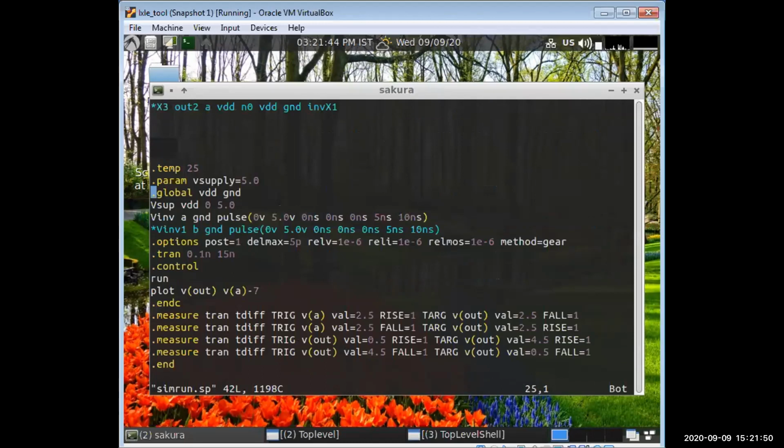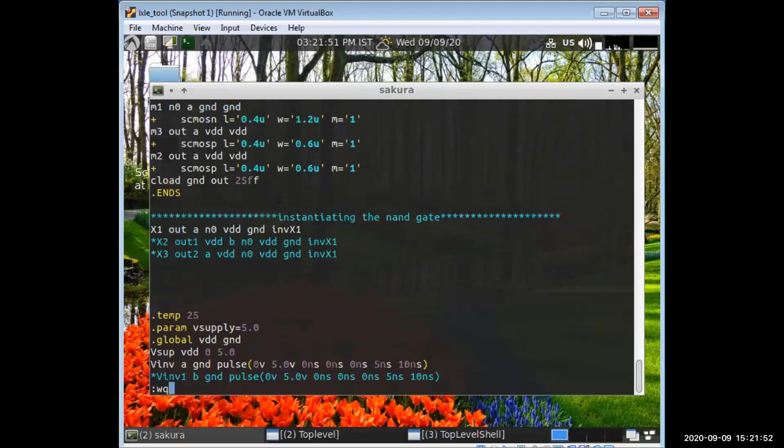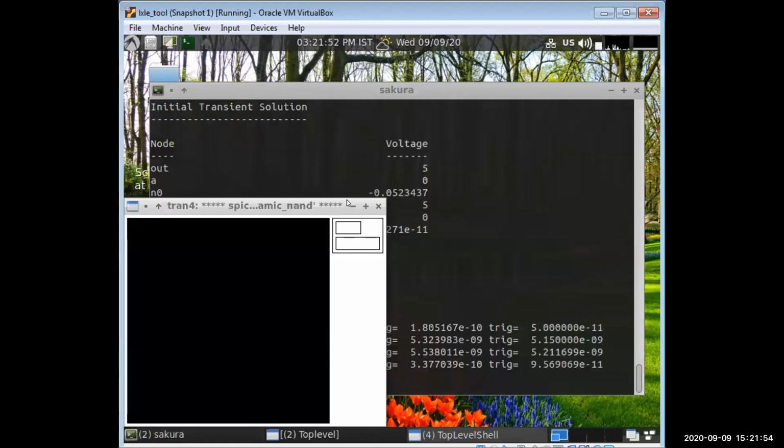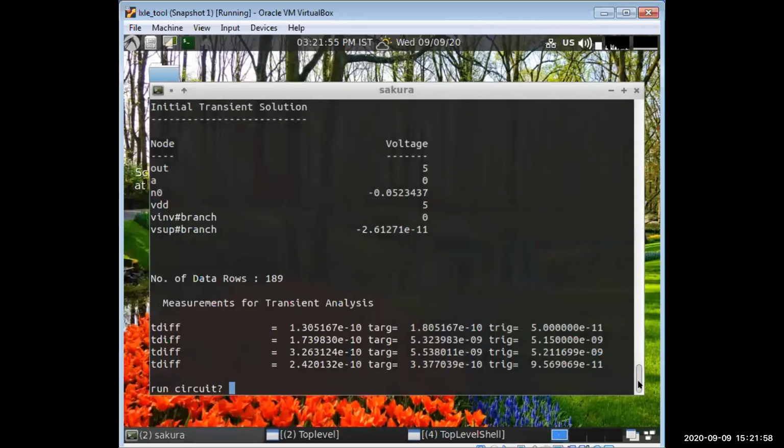Sir, it was changed. Yes, so you can change and check. So I'll take a snapshot. Okay, just wait here. So I have to just wait here.